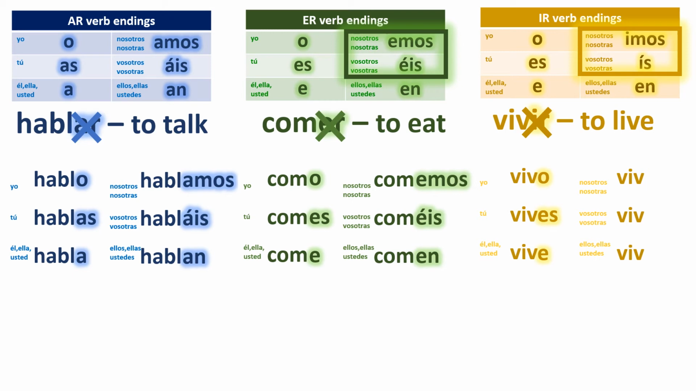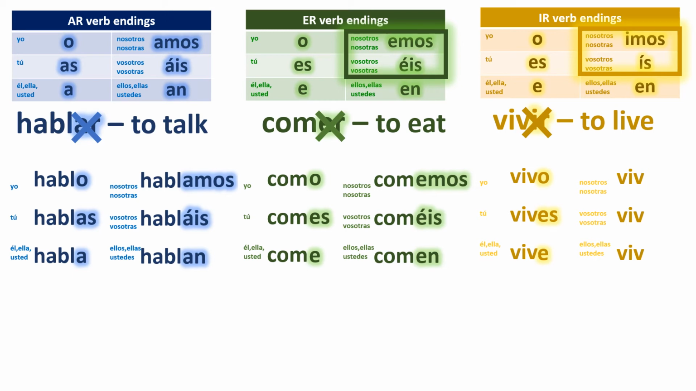For ER verbs, the nosotros ending is emos. For IR verbs, it is imos. For ER verbs, the vosotros ending is éis. For IR verbs, it is ís. Then, both verbs are the same again for the ellos, ellas, and ustedes conjugation: en.